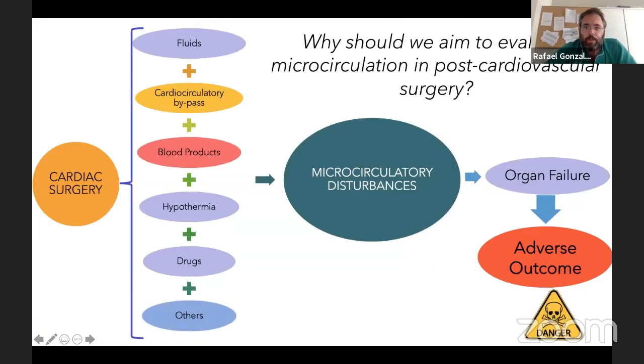Why should we aim to evaluate microcirculation in the post-cardiovascular surgery? There are very different factors involved in cardiac surgery, like fluids, the cardiopulmonary bypass, the administration of blood products or different drugs, and changes in temperature. All this can lead to microcirculatory disturbances, and this can lead to organ failure, worsening the outcome of our patients.